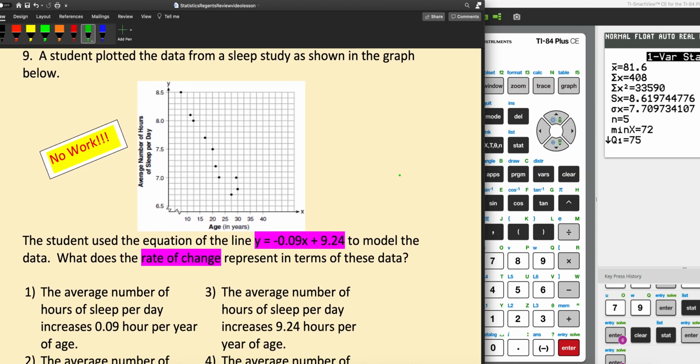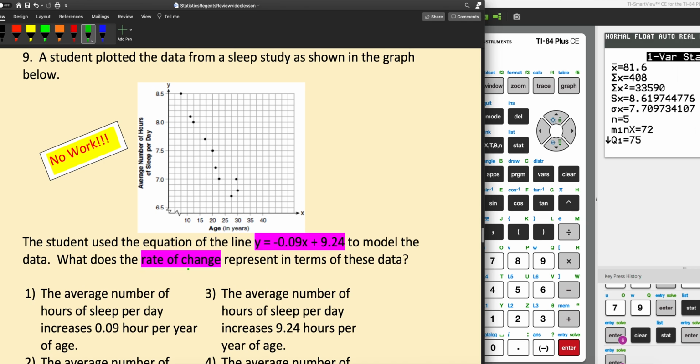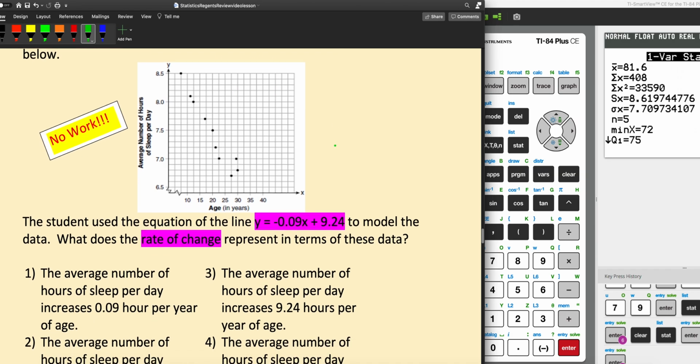Okay, so guys, this is a good one. No work needs to be done. Again, just reviewing what we know about correlations. It says a student used the equation of the line y equals negative 0.09x plus 9.24 to model the data. What does the rate of change represent in terms of these data? And I forgot to read up here. It says a student plotted the data from a sleep study as shown in the graph below. All right, so you have a scatter plot here.